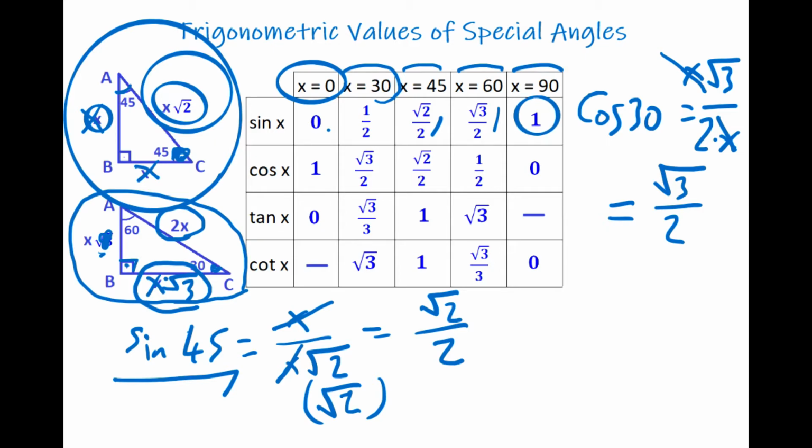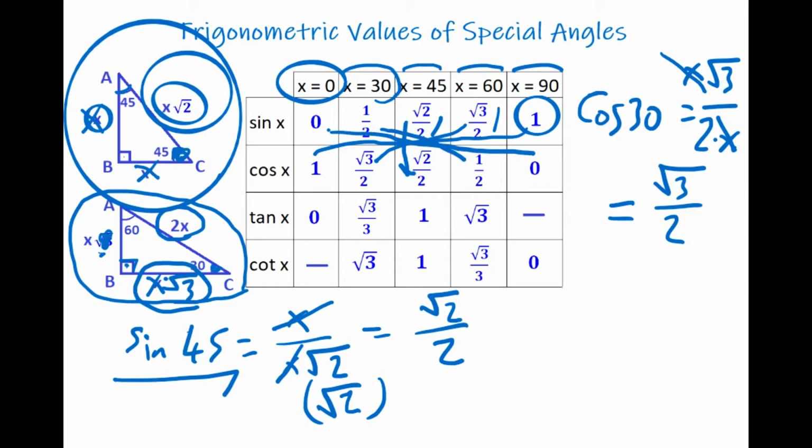When it comes to cosine, guys, just follow the values in the reverse order of sine x. For example, that one is going to come here, okay? So that square root of 3 divided by 2 is going to come here. Cosine 45 is the same as sine 45. And that 1 divided by 2 is going to come here. And then that 0 is going to come here.